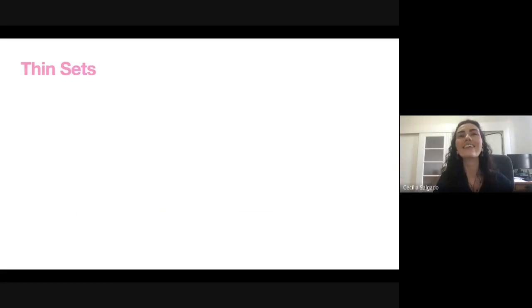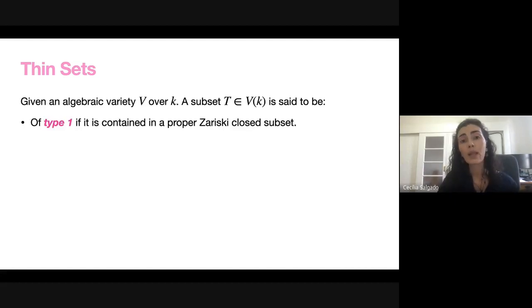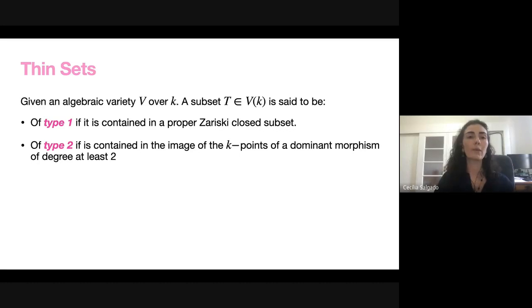So finally, thin sets. So let me tell you what is a thin set if you don't know yet what it is. Let's start slowly. So I have some variety V over some number field K, or some field K. Actually, for this slide, you can think of K as being any field. And a subset of the K points of my variety is going to be called of type 1 if it's contained in a proper Zariski closed subset of V. Okay? And it's called of type 2. So this is type 1 and type 2.